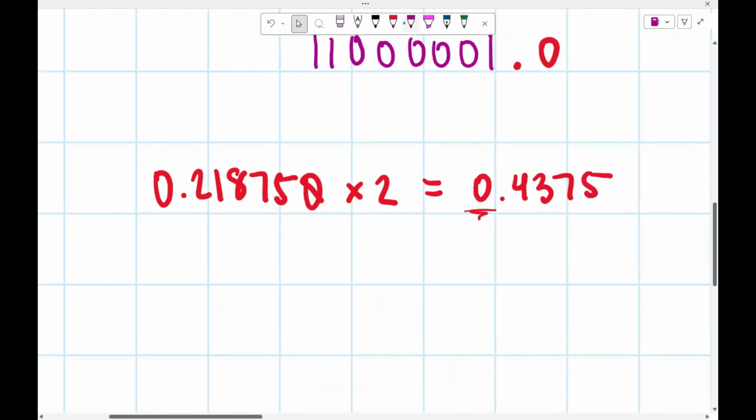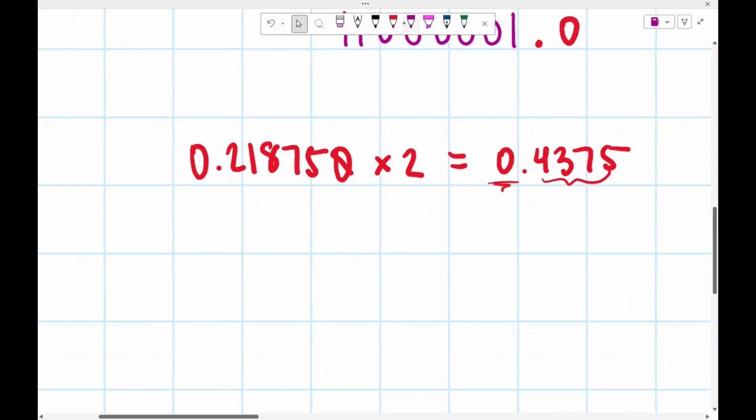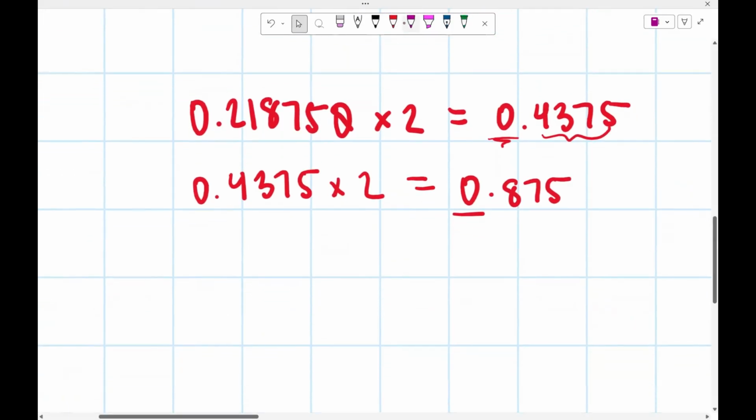Next, we'll take this number here and also multiply that by 2. That times 2 is going to be 0.875. Again, that's another 0, so I'll write that up here. And then I'm only taking this lower half here again.